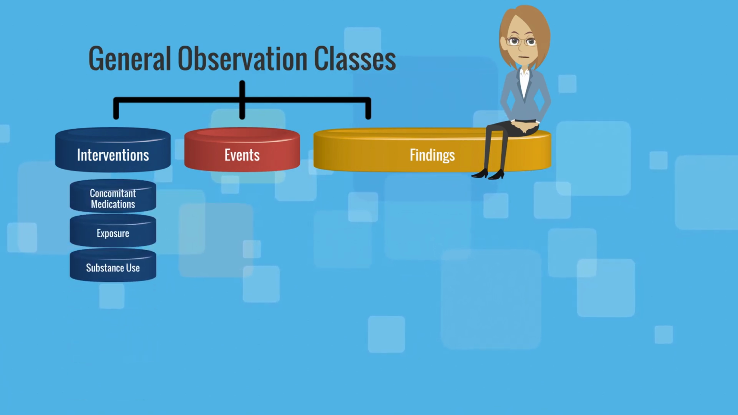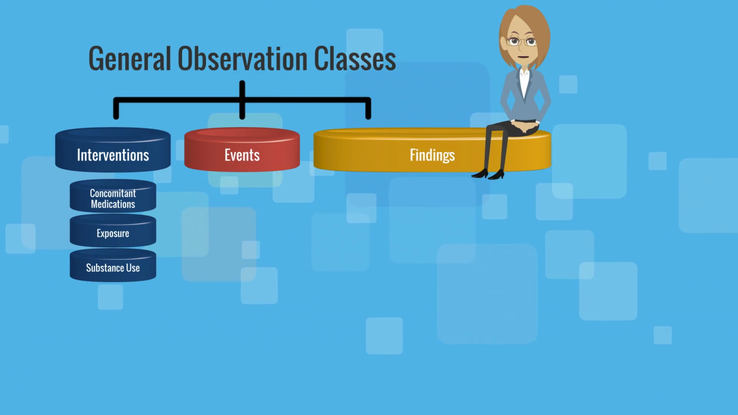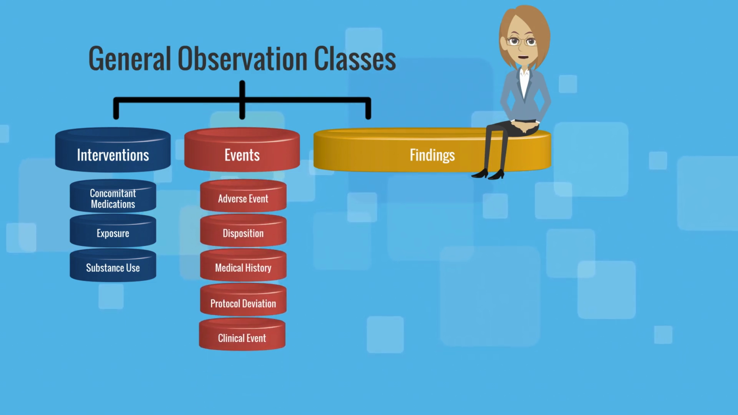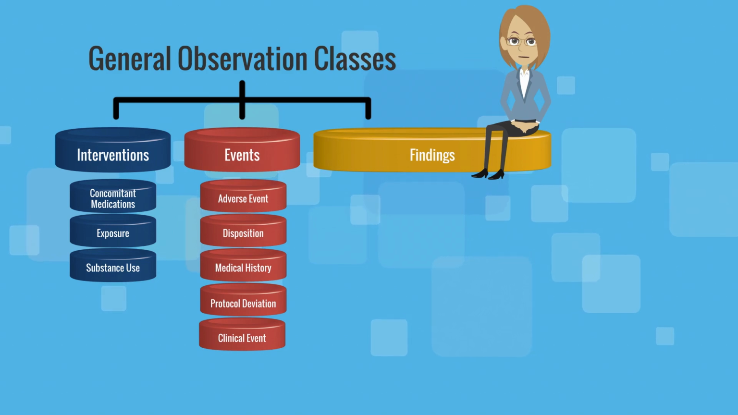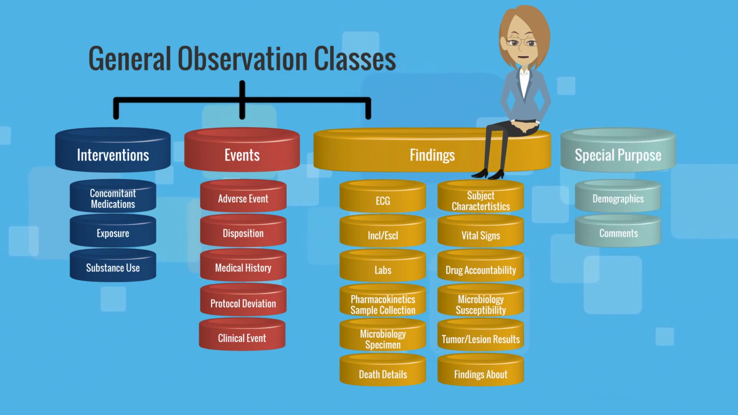Interventions are treatments that we give to the participant, or they take themselves, that usually have some kind of physiological effect. This effect may or may not be beneficial. Events are things that happen. They may or may not happen to everyone, though. Findings are the results of tests, measurements, surveys, and the like that we perform on the participants. There is also a special purpose class for data that have different structures, such as demographics.